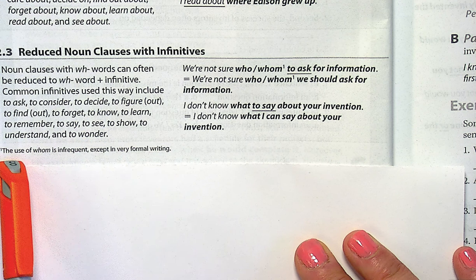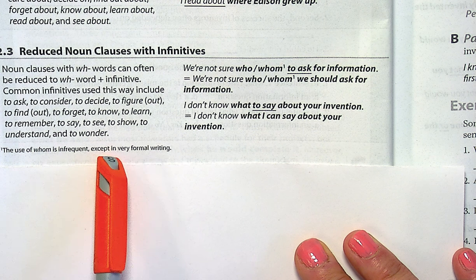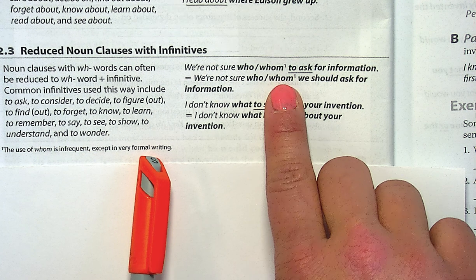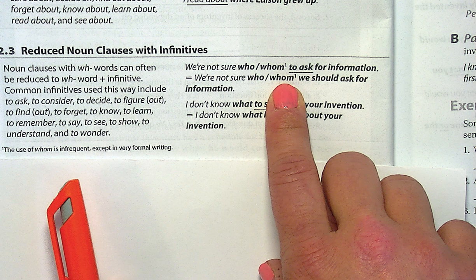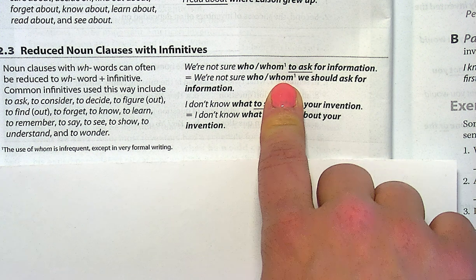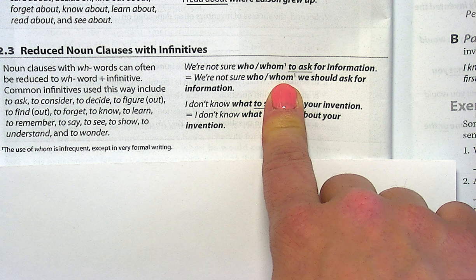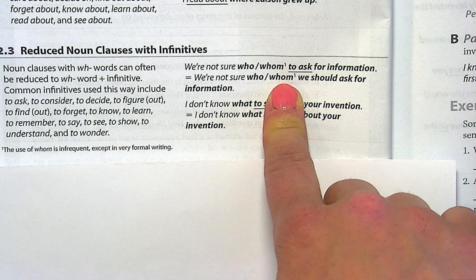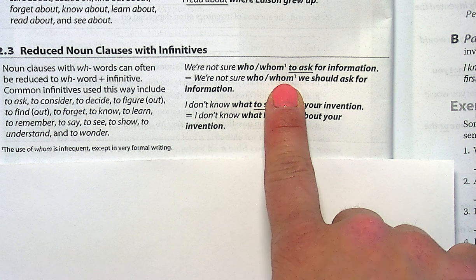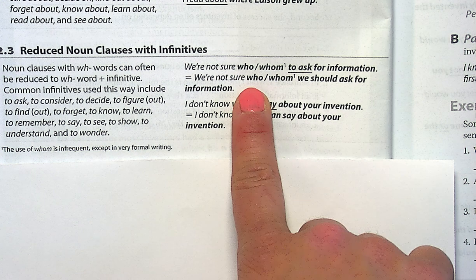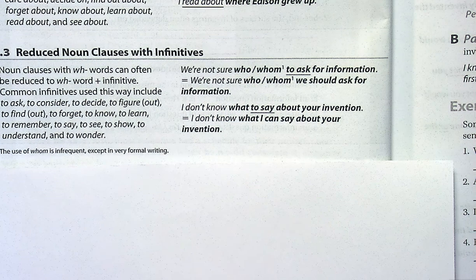The use of whom is infrequent except in very formal writing. Most English speakers don't use whom. It's the object. We will review who and whom in our unit after our week 4 exam or week 5 exam. It depends which semester we're in. But this is part of our adjective clause unit. So if you are not familiar with this word whom, just focus on this word who, and we will review it later.